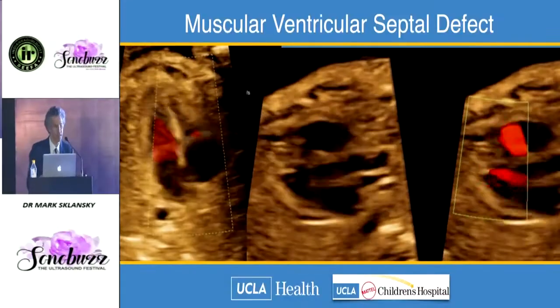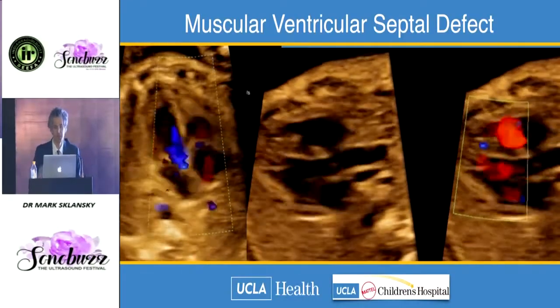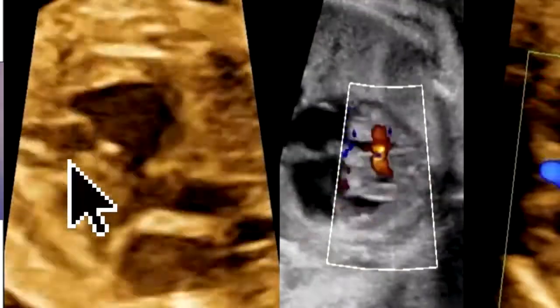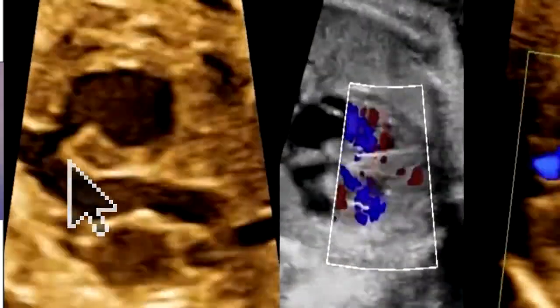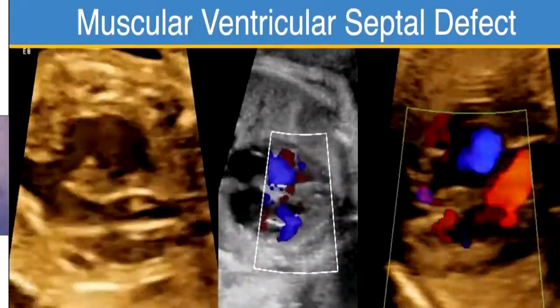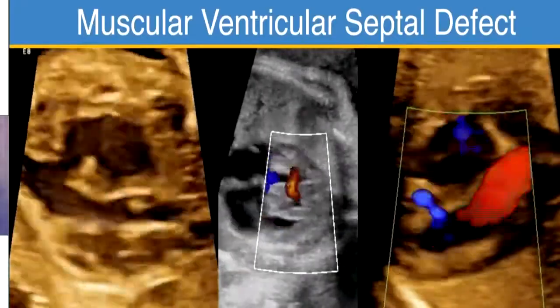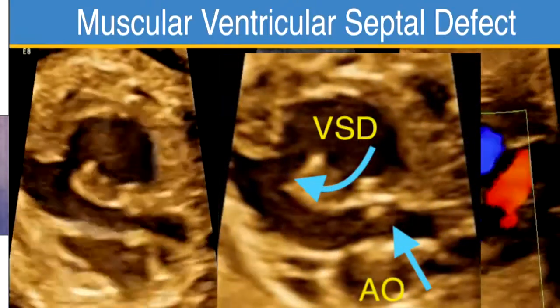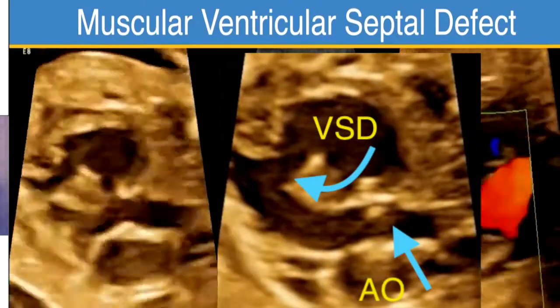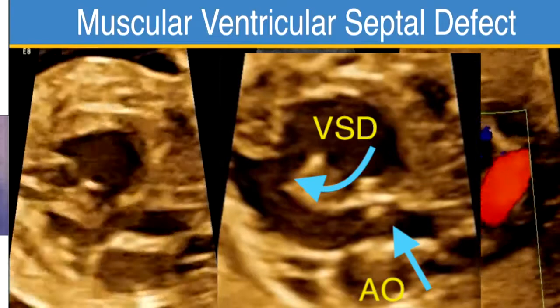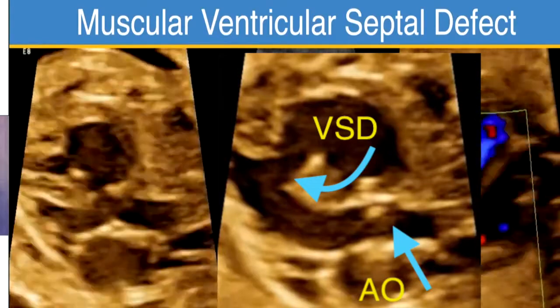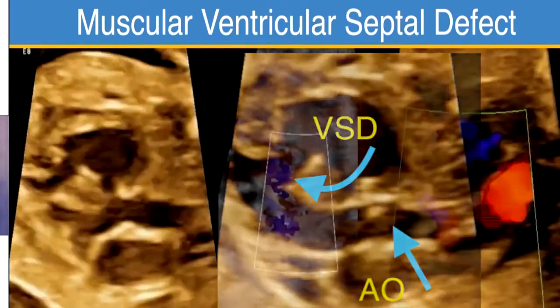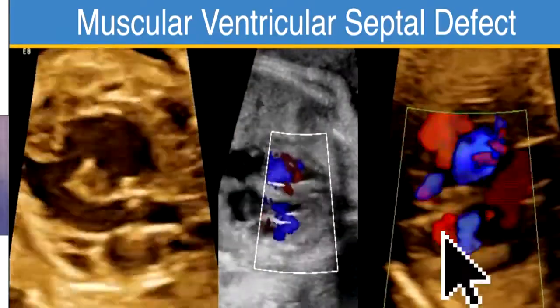Very common defect, picking up muscular ventricular septal defects. Here are some more examples. This one you could see is quite large. It's not the absolute number that I think about when someone says, I want to look at how big it is compared to the aortic valve annulus. This is about the same size. If a VSD is greater than half the size of the aortic valve annulus, that's a significant defect. So this is a large muscular ventricular septal defect. This one's much smaller. This one's much smaller.